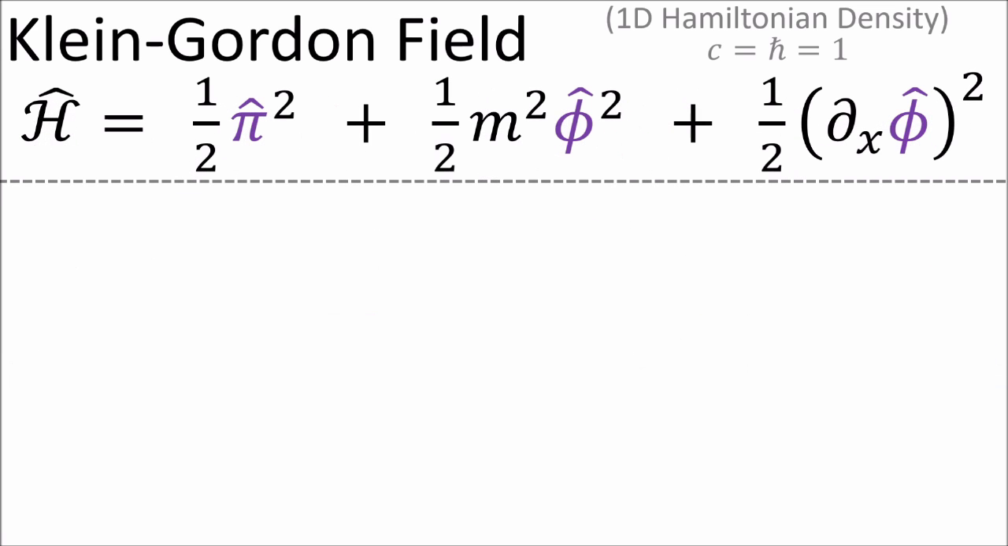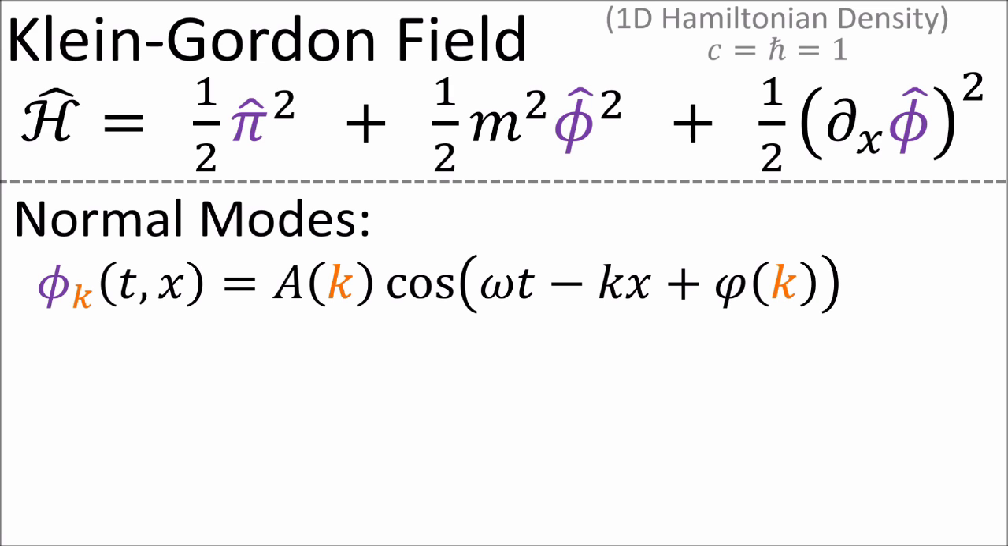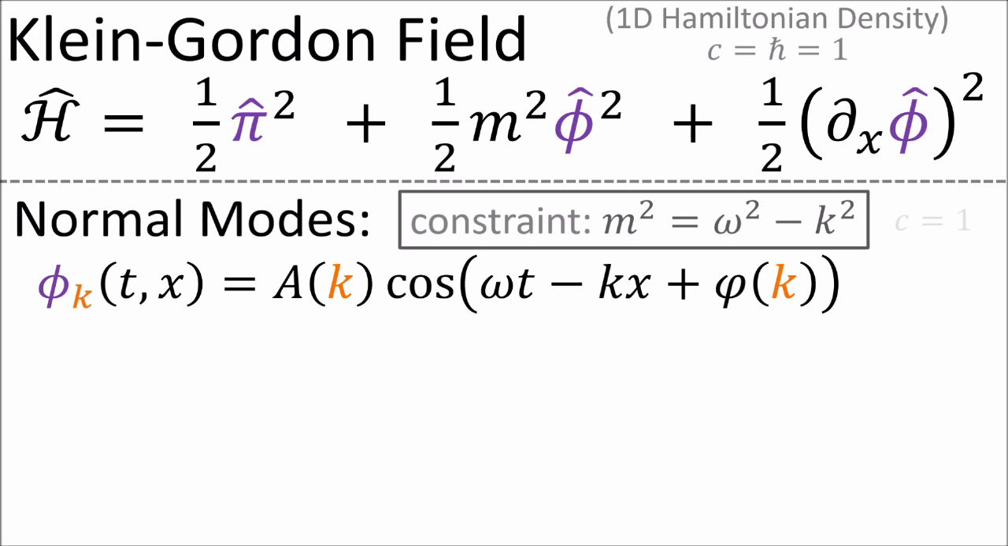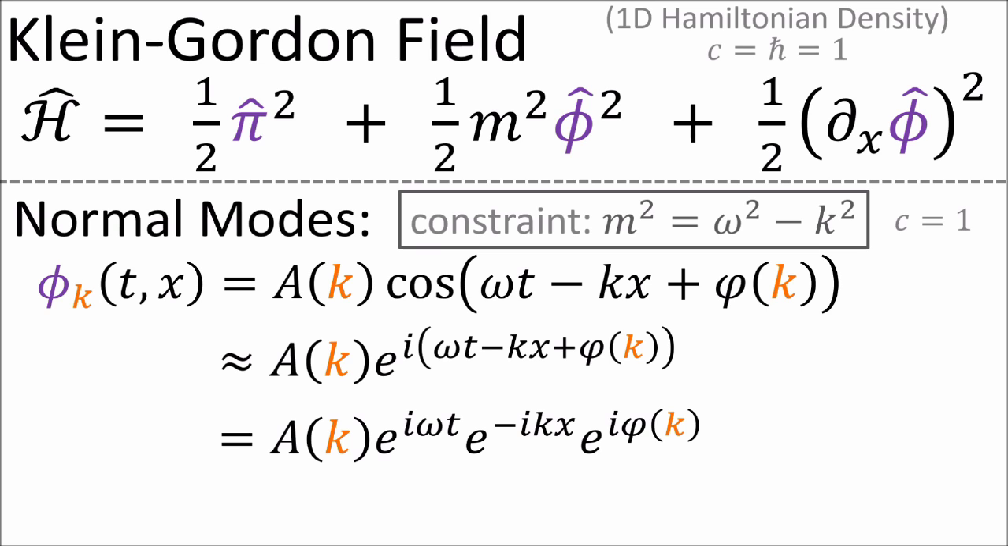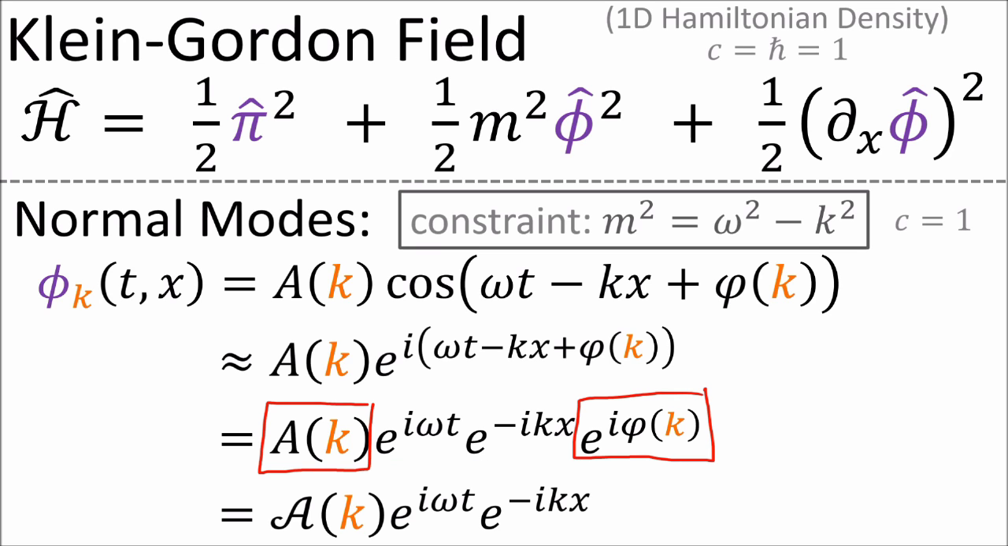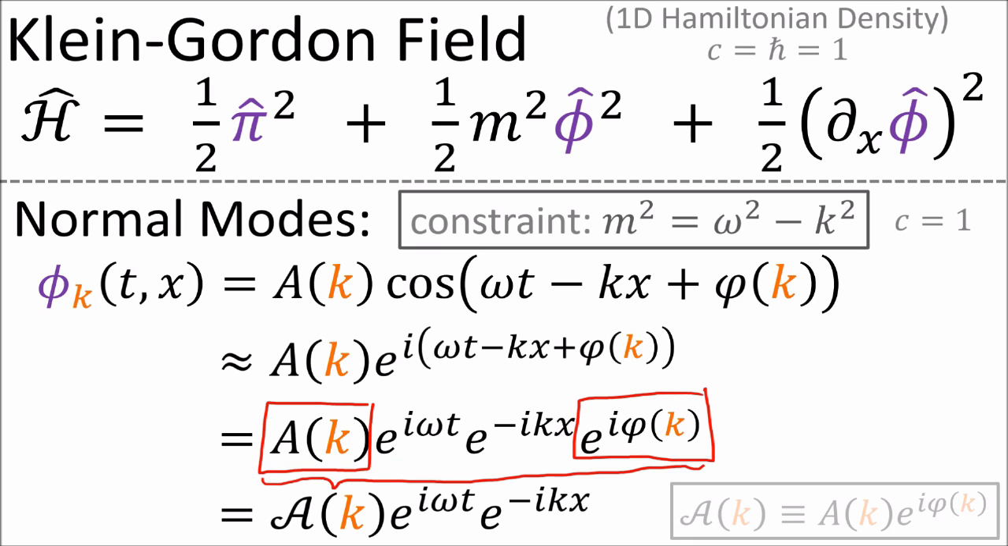Recall that it's easier to understand the Hamiltonian if we rewrite it using normal modes. For Klein-Gordon fields, the normal modes are sinusoidal traveling waves. And remember, the angular frequency omega and the angular wave number k obey this mass relation. For convenience, we can rewrite this cosine as a complex exponential. This lets us split up the factors for time, space, and phase. The phase factor can be absorbed into the overall amplitude, making the amplitude a complex number.